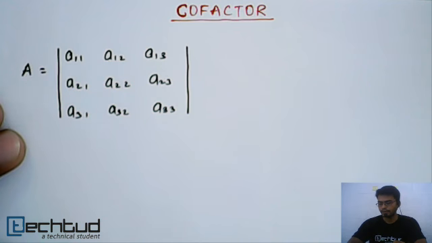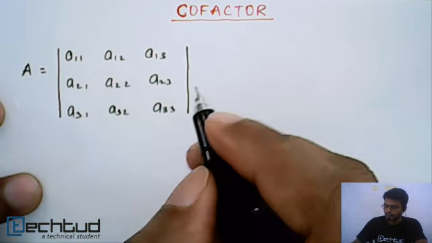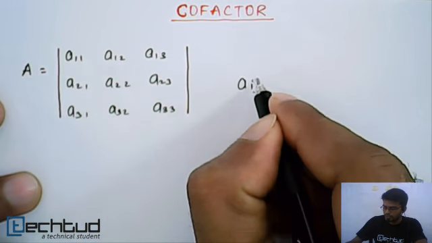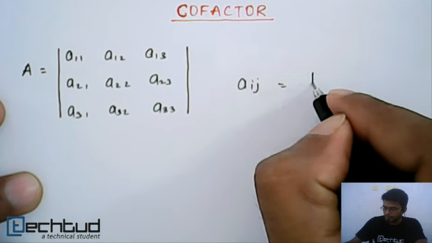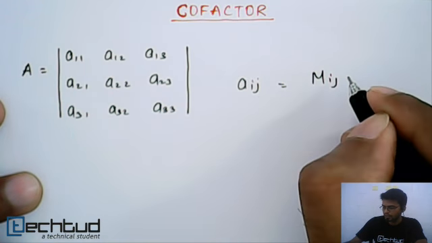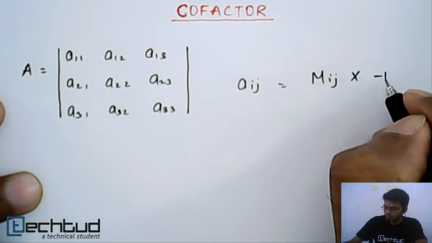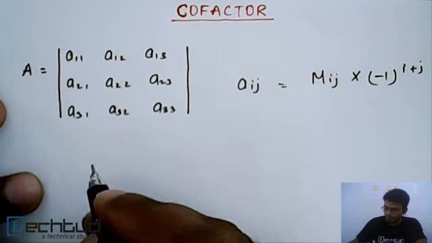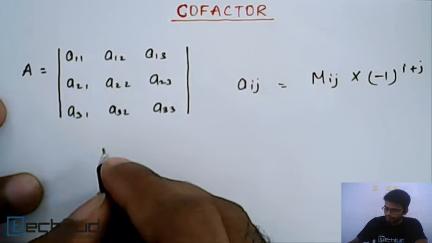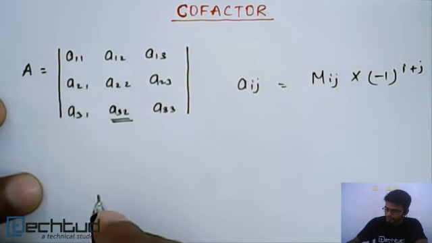In this lecture we will understand a very simple topic, which is cofactor. So the cofactor of an element Aij is basically the multiplication of its minor Mij with minus 1 to the power i plus j.